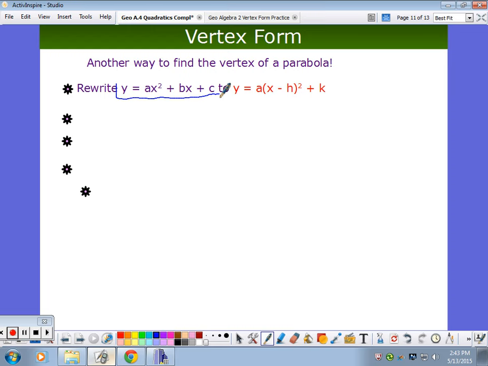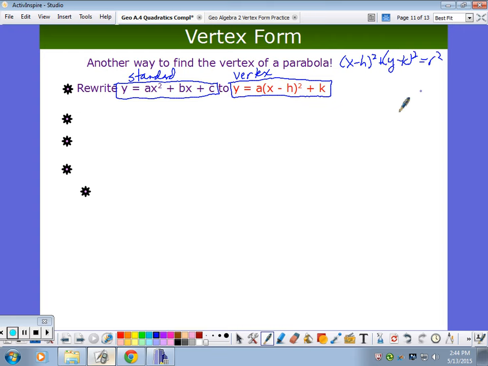So notice this bit here. We know what this is. It's our friend standard form. And then we've got this new form, which is called vertex form of a parabola: y equals a times x minus h squared plus k. Whoa. Is this familiar to anybody? It does look like the circle. You remember the circle one? It did. This has a k.